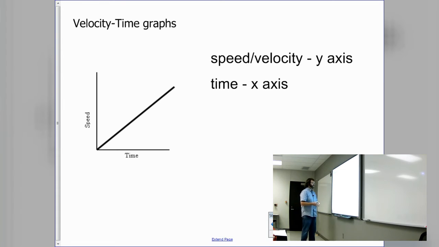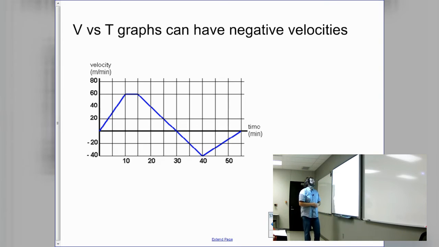Now, why I say speed or velocity: speed is again just an amount, but the magnitude of it being positive or negative tells us the direction. So that makes it a vector quantity. So again, that goes on our y-axis, and being positive or negative tells us the velocity as well. So it's a velocity time graph or speed time graph.